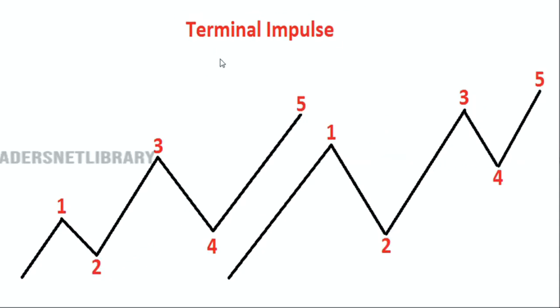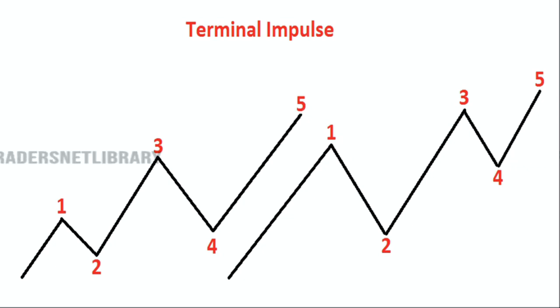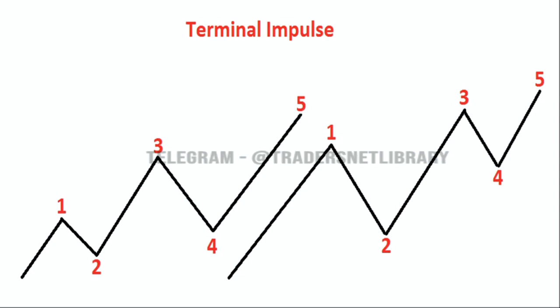Terminal impulse wave pattern. As we said before, impulse waves are divided into two categories: trending impulse waves and terminal impulse waves. Now, we want to talk about the terminal impulse pattern. The terminal impulse pattern has a completely different structure from the impulse trending pattern. In the impulse trending pattern, we have a combination of 5-3-5-3-5, which means that wave 1 consists of 5 subwaves.